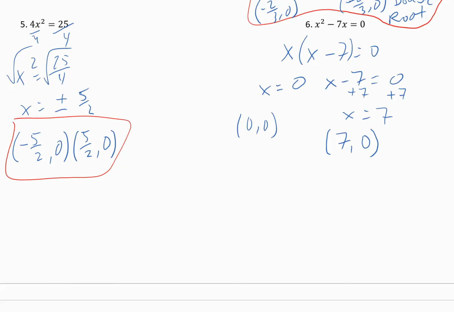For x minus 7, I had to add 7 to both sides. So I got x equals 7. So it's also going to cross at (7, 0). So again, for this one, there were 2 solutions. Because you factored out that x, it counts as a solution. So this one crosses at (0, 0) and also at (7, 0).